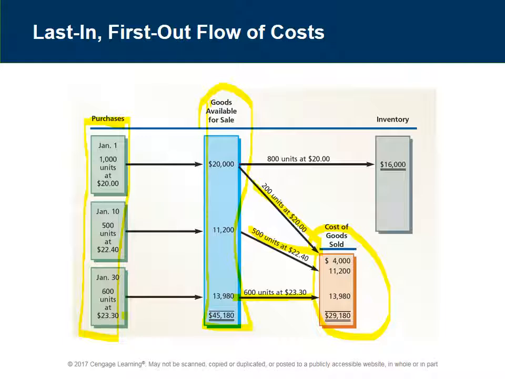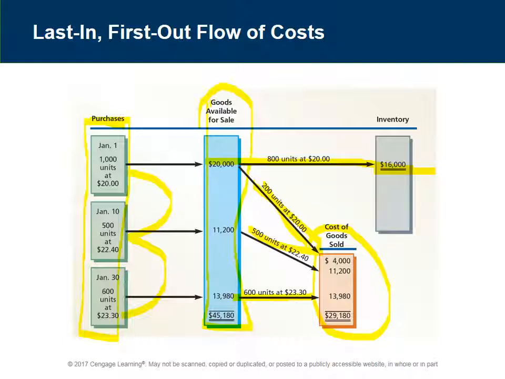Well, there are only 600 in that layer. Let's move up to here, January 10th. There's only 500. We sold 1,300, so we have to pull some of them out of here. 200 of them have to come out of here, which means that the 800 left over in ending inventory are from the oldest batch. So what confuses students?